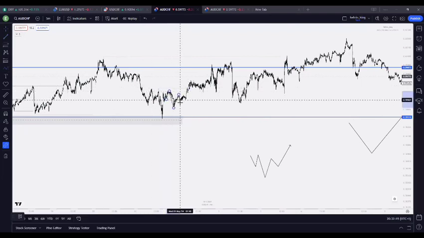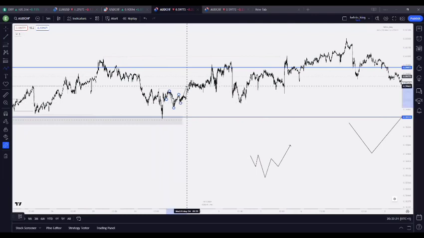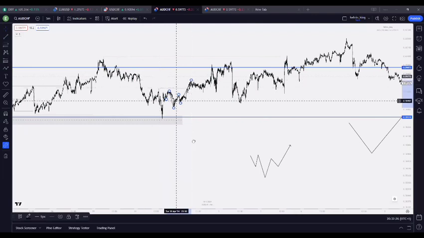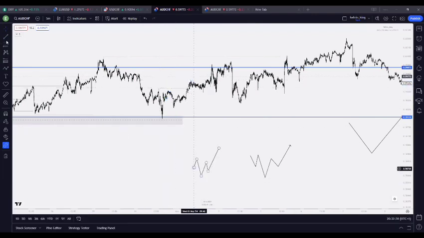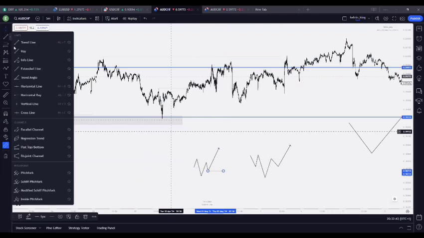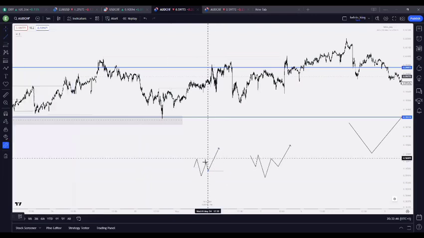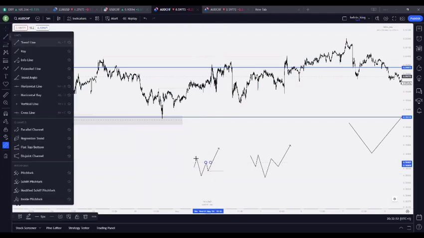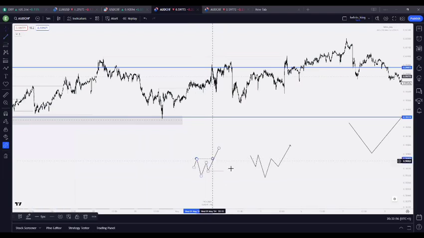Then give a pullback here, and then let me bring it out. Sweep, inducement, and we've got the double break safe. This one is one, and this one is another break. Now remember, this is now the new 30 minutes trading range.